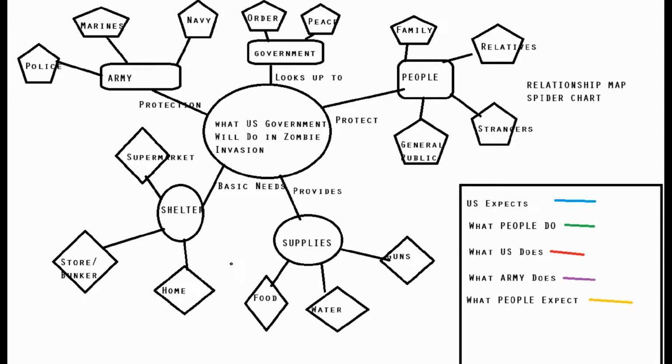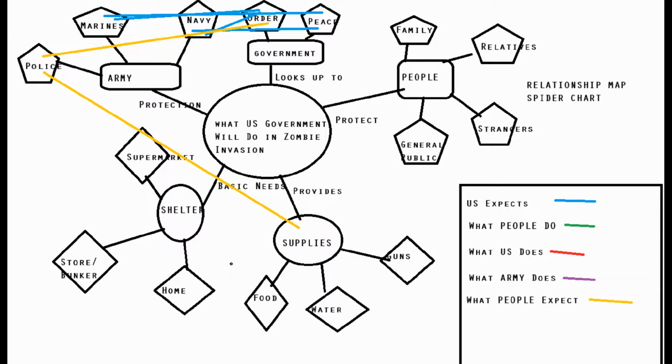We've broken down the shelter and supplies column into two more columns. Shelter refers to a supermarket or a store, or a bunker, or a home. Supplies refers to the basic necessities: food, water, or a gun to protect yourself. Now, the U.S. expects the Marines and the Navy to provide order and peace in the country during the time of turmoil, to keep order in everything we do.